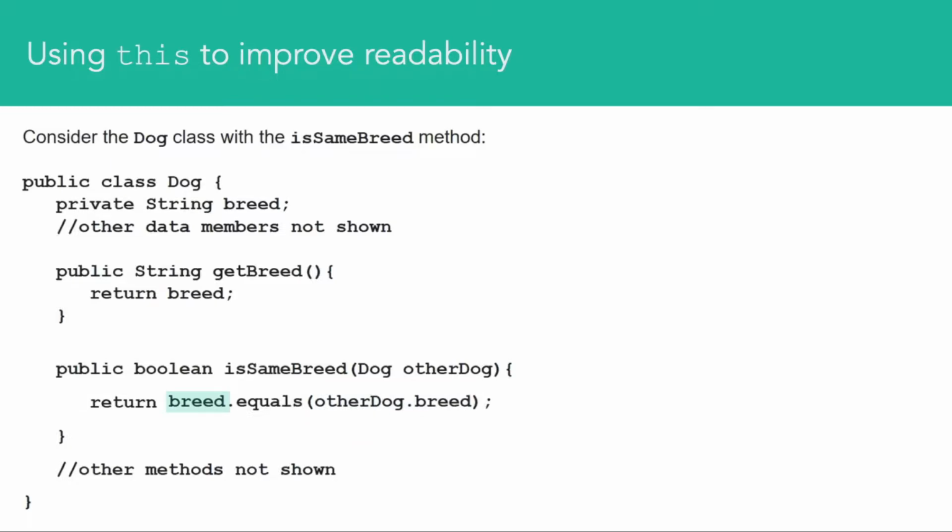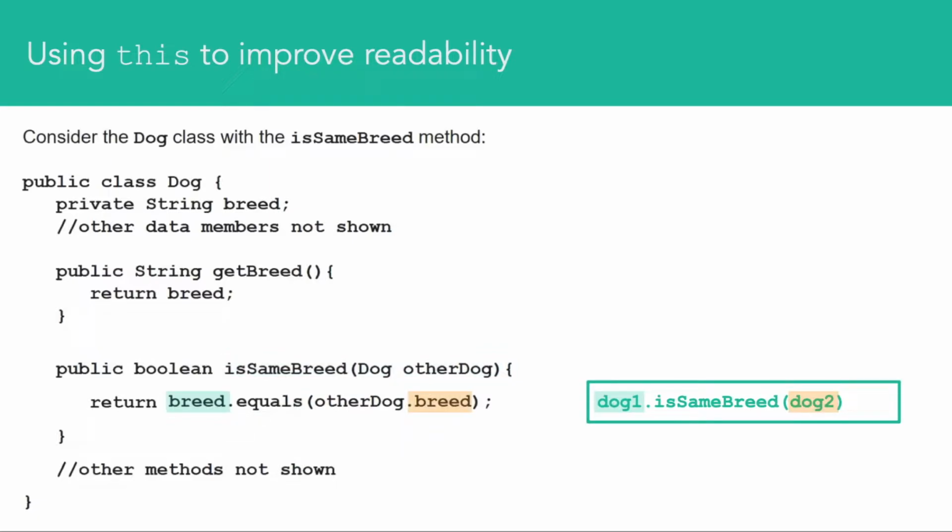When we use breed by itself, it may not be as clear which object's breed we are trying to access at this point. We should understand that we're accessing the breed of the object that is calling the method isSameBreed. In this sample code snippet, the object dog1 is calling the method isSameBreed with object dog2 as a parameter. The green highlighted breed refers to dog1's breed. The orange highlighted breed refers to dog2's breed.